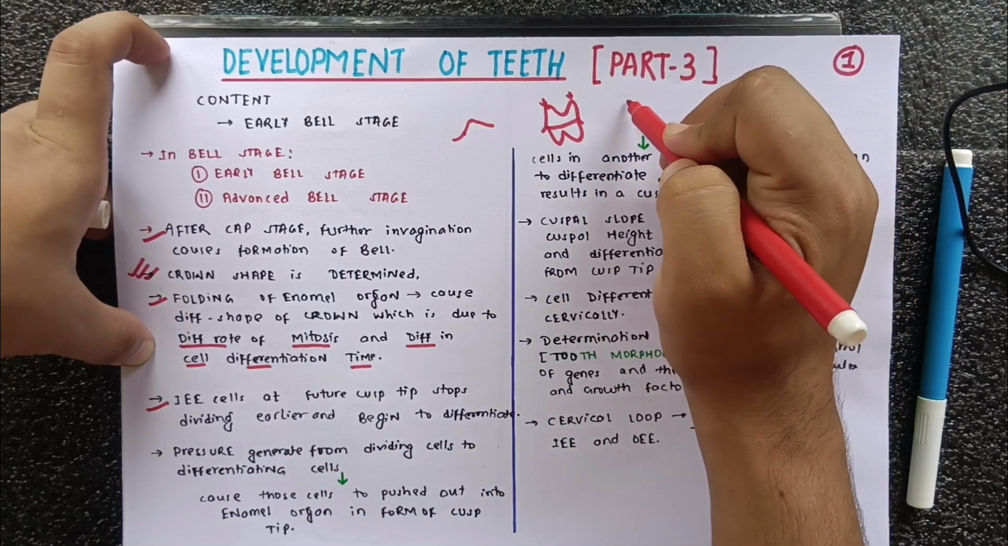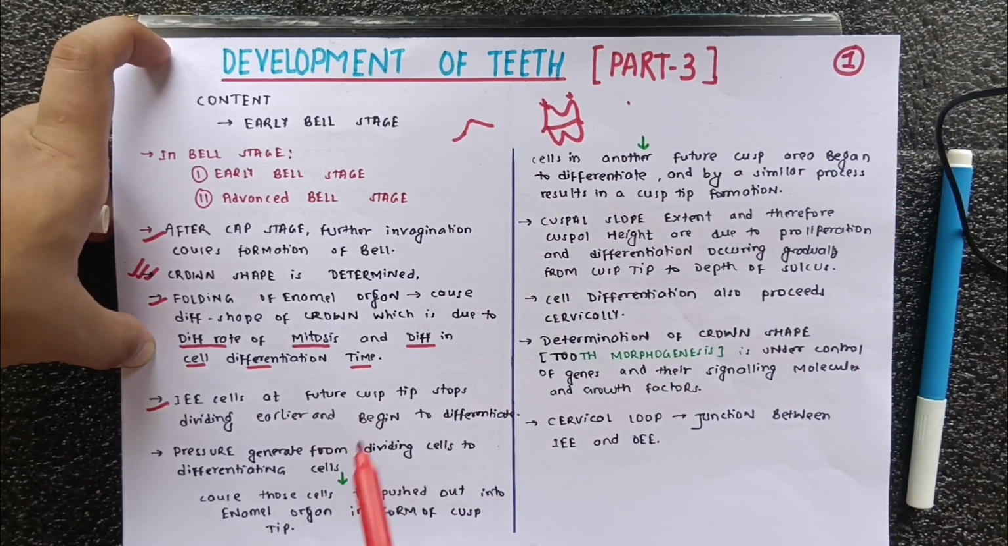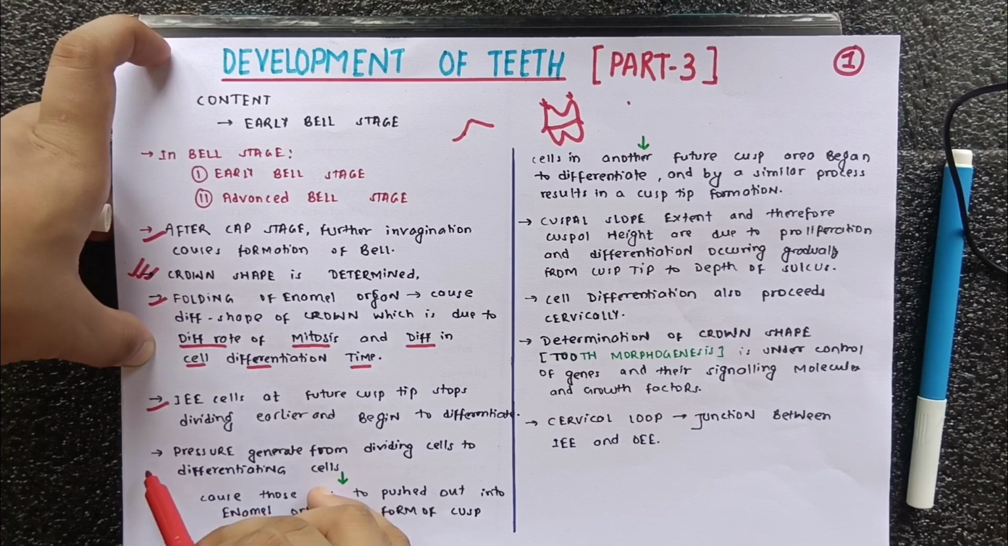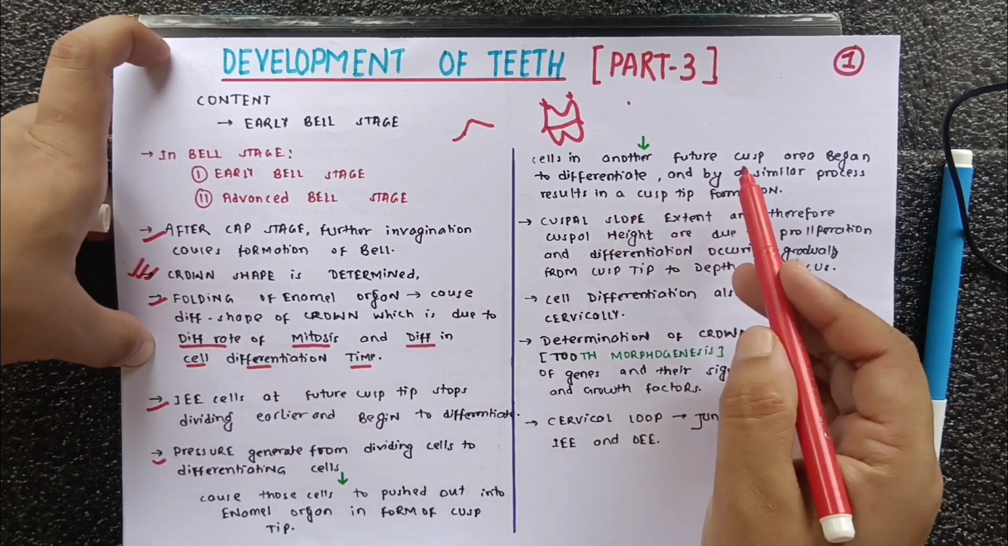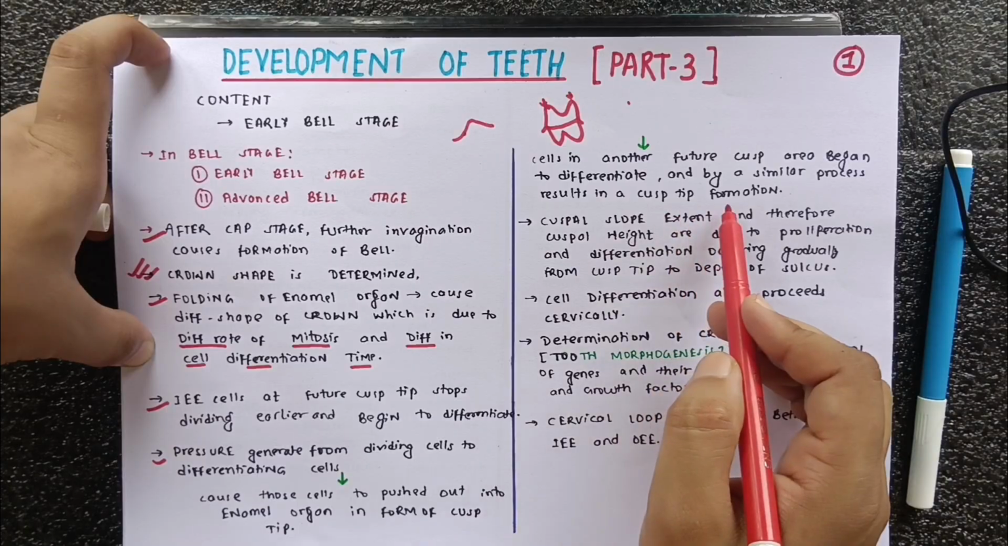So the process of differentiation starts from the cusp. After that, pressure generated from the dividing cells to the differentiating cells causes those cells to be pushed out into the enamel organ in the form of the cusp tip. And cells in another future cusp area begin to differentiate, and by similar processes result in a cusp tip formation.